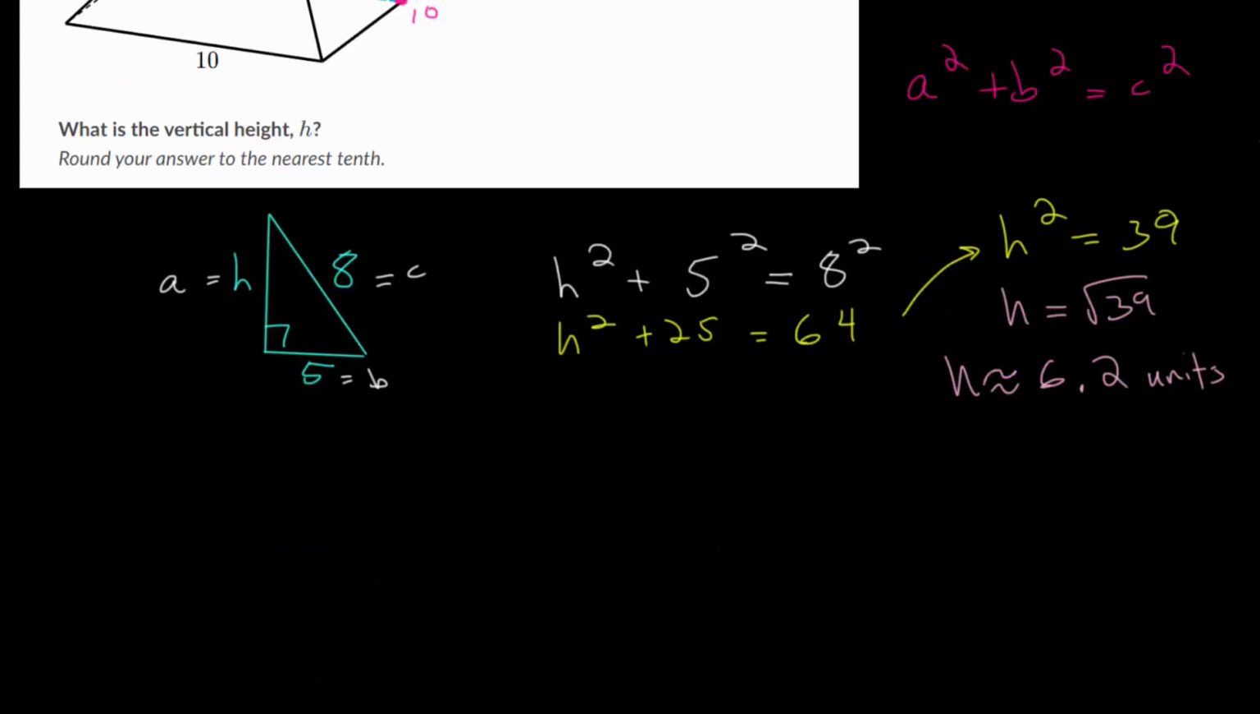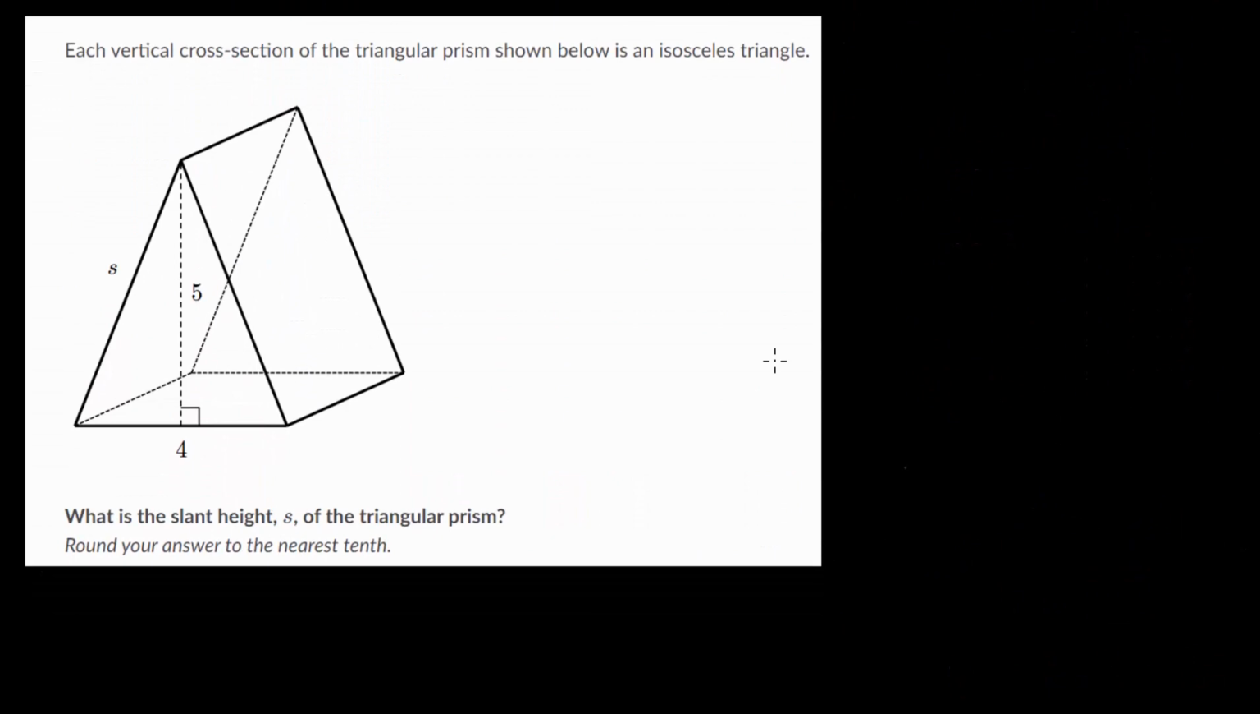So let's look at another example now, where again we'll need to use the Pythagorean theorem for a 3-dimensional shape. In this one, each vertical cross-section of the triangular prism shown below is an isosceles triangle. Remember that an isosceles triangle has 2 equal side lengths, so this would also be s, this length here, and the angles opposite those equal sides are equal as well. When you have an isosceles triangle and you drop a vertical line at a right angle, you end up splitting it in half.